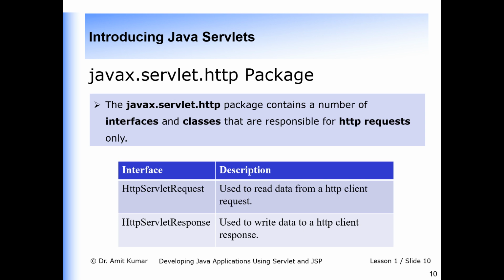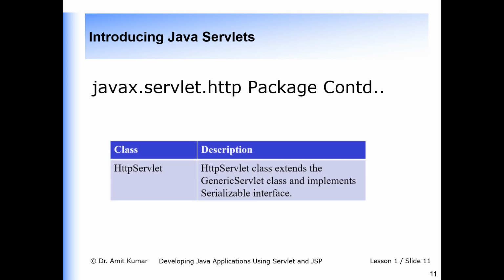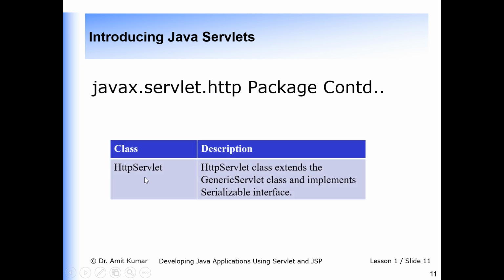HttpServletRequest is used to read data from an HTTP client request, and HttpServletResponse is used to write data to an HTTP client response. This package also has a class, HttpServlet. The HttpServlet class extends the GenericServlet class and implements the Serializable interface. So that is just a briefing about some interfaces and classes available in the javax.servlet and javax.servlet.http packages. In later sessions we will study them one by one in detail.